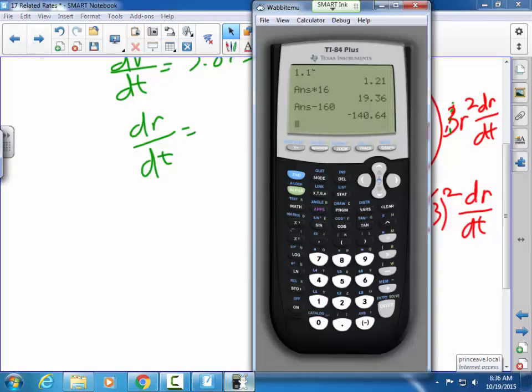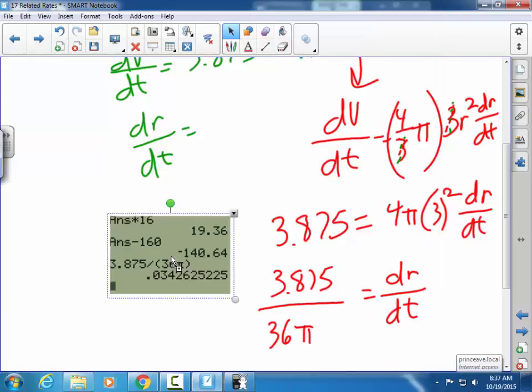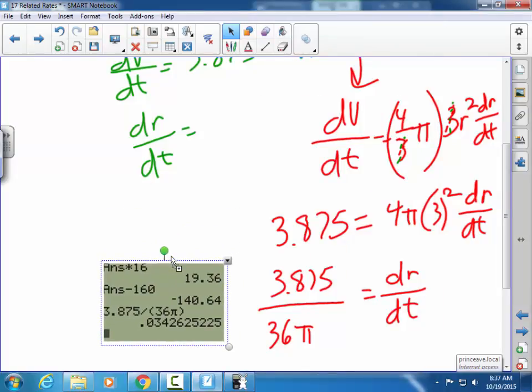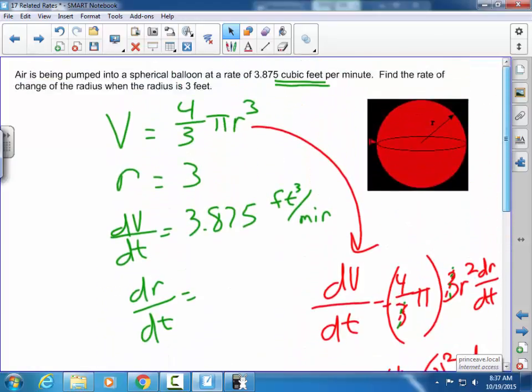All right, that sounds right to me. 3.875 divided by parentheses 36 pi close parentheses equals 0.03426. Is that what you got? Yeah, I forgot to put it in. Yeah, you've got to put the parentheses in there. How about that? It does work. That's even more brilliant. 0.034 feet per second.